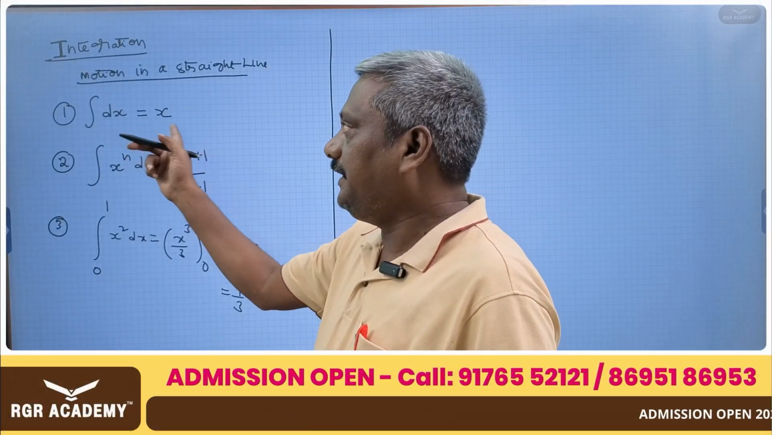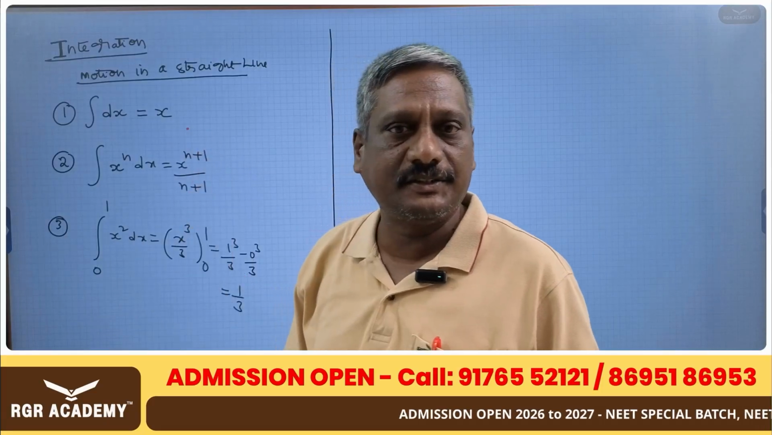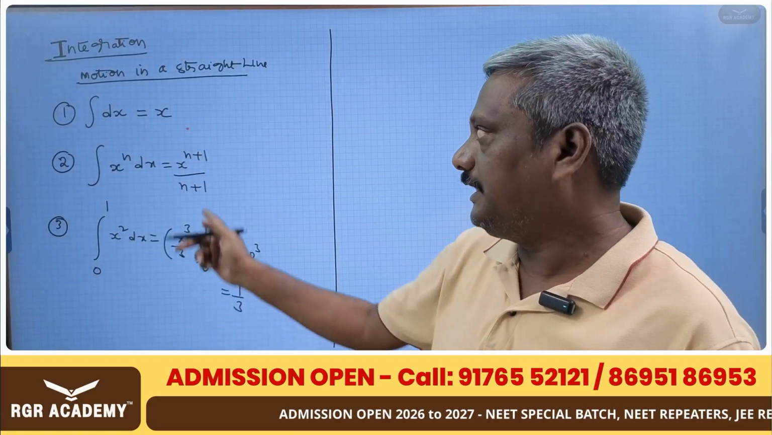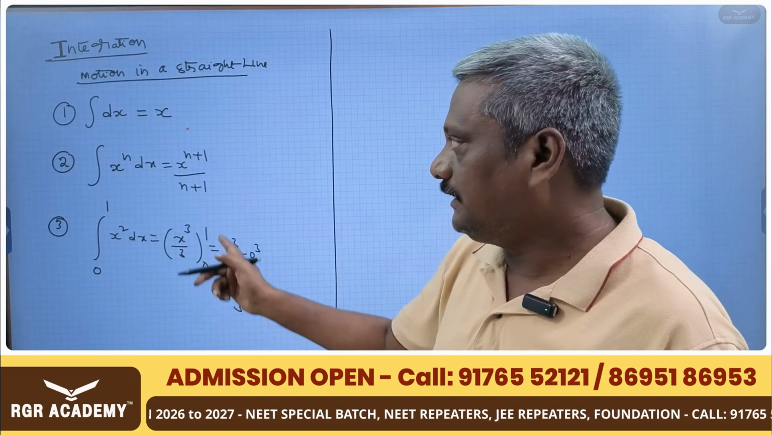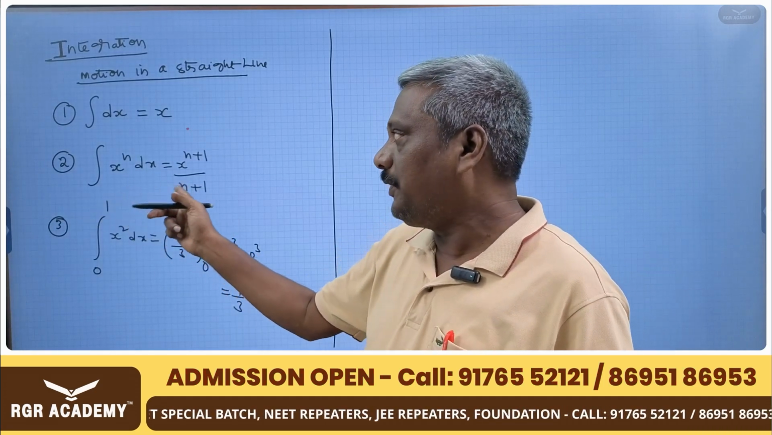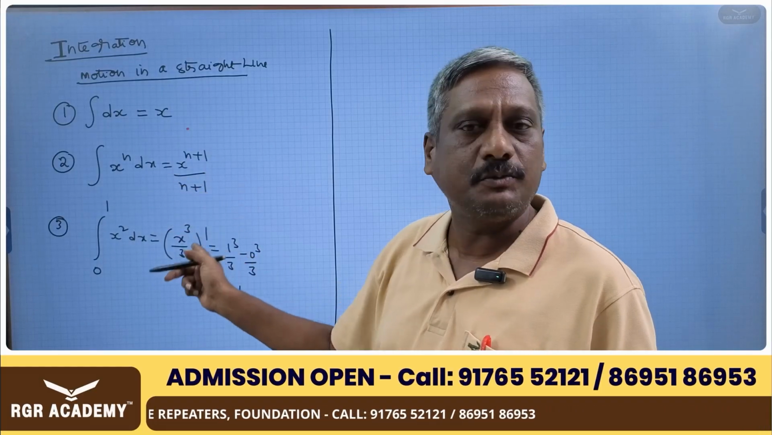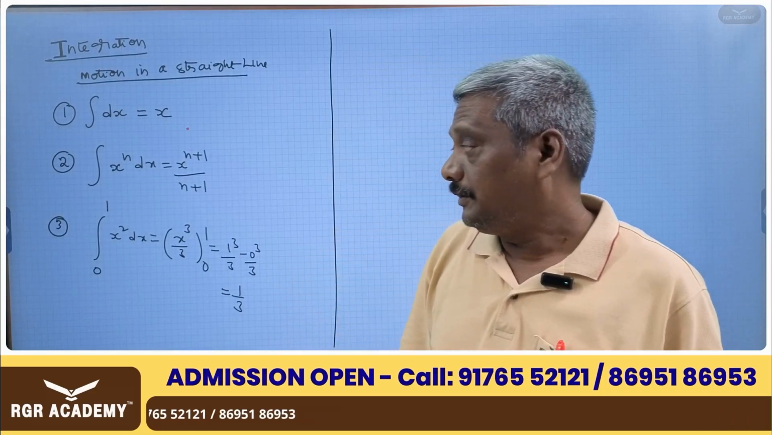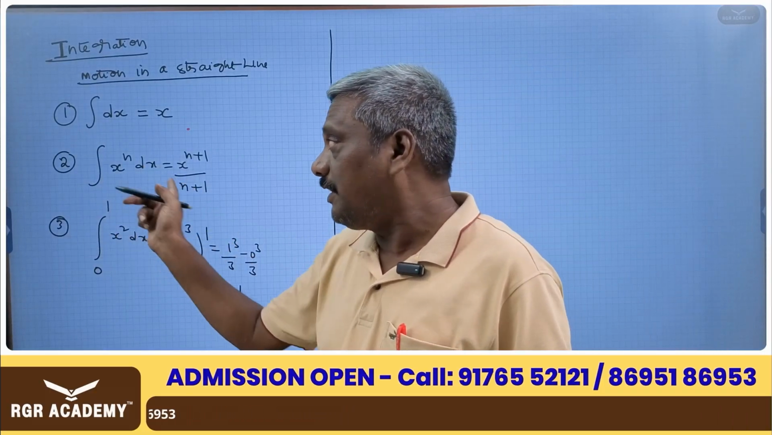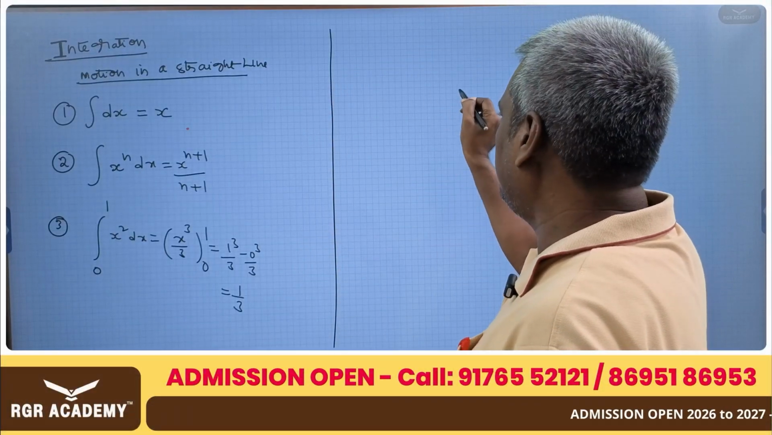What is integral dx? Integral dx is equal to what? x. Integral dx is equal to x. Second one, integral x power n into dx is equal to x power n plus 1 by n plus 1. Suppose the limits are given. Suppose I take one example.